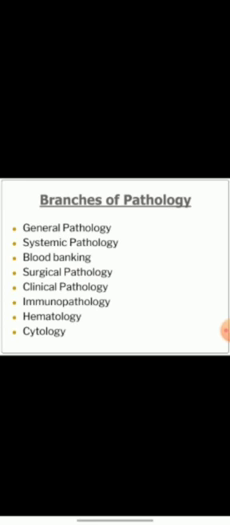Now these were the different terminologies in pathology. Now what are the different branches of pathology? Under this heading you will learn the pathology departments, that is general pathology, systemic pathology, blood banking, surgical pathology, clinical pathology, immunopathology, hematology and cytology. So these are the various branches of pathology.